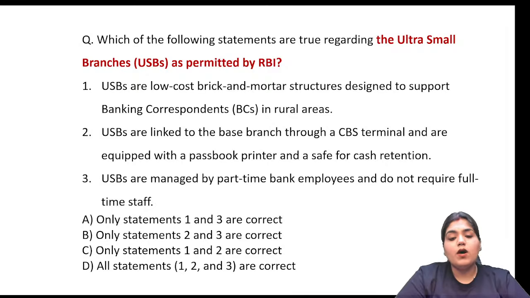Statement number 1 is correct. USBs are low-cost brick and mortar structures to support the BCs in rural areas. Yes, they are kind of small bank, one-room bank. Statement number 2 is again correct. The USBs are linked to the branch base through CBS terminals. They have printers. They have safe cash retention.